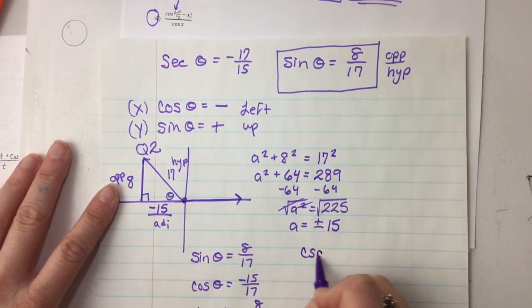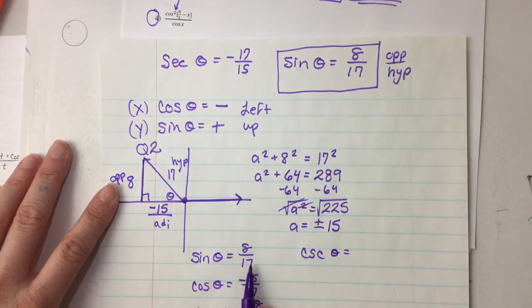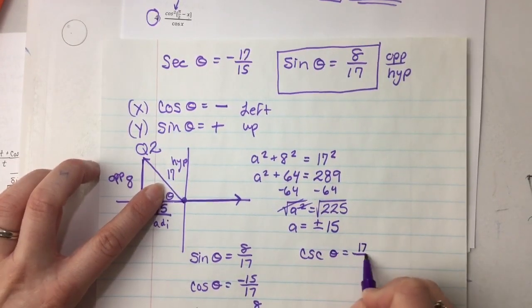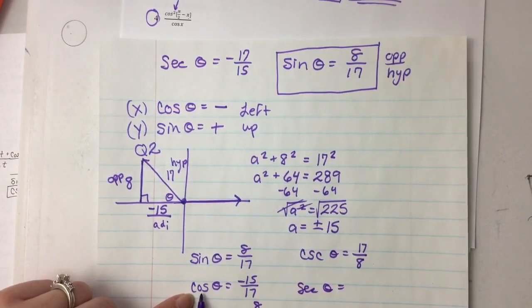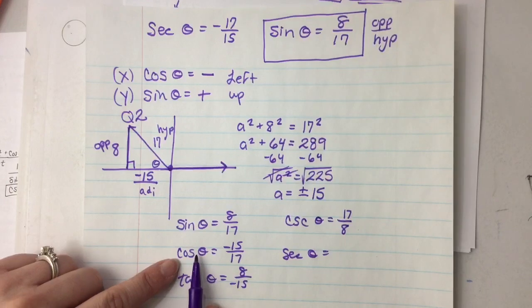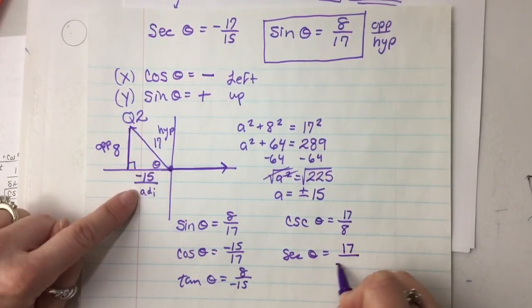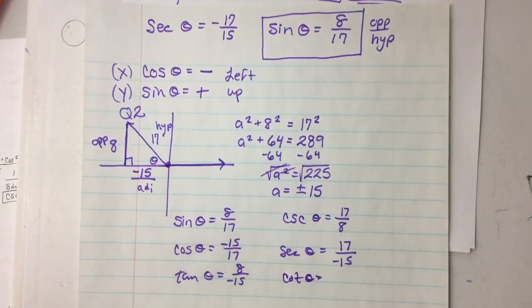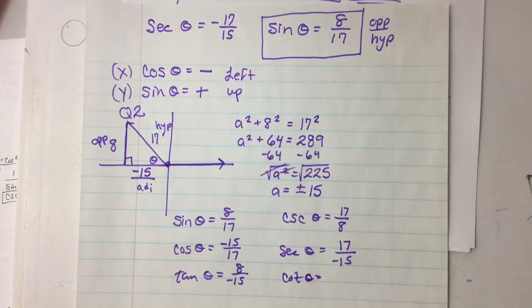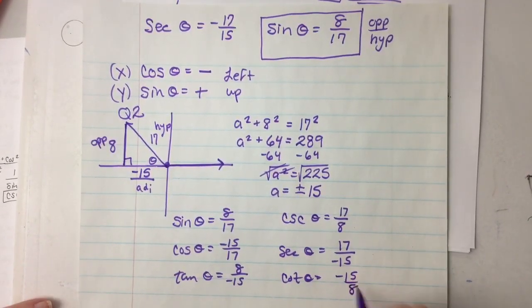Now we're going to go ahead and look at the reciprocals. The cosecant is the reciprocal of sine, which is opposite over hypotenuse, so it's the hypotenuse over the opposite. The secant is the reciprocal of cosine. Cosine is adjacent over hypotenuse, so we're going to have the hypotenuse over the adjacent. The cotangent is the reciprocal of the tangent. Tangent is opposite over adjacent, so this is adjacent over opposite.